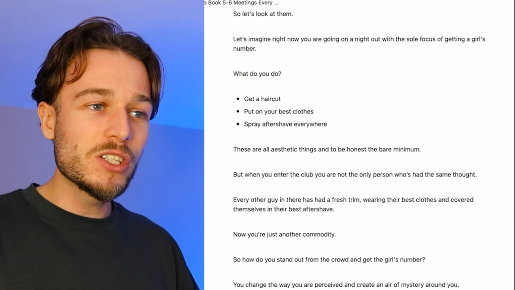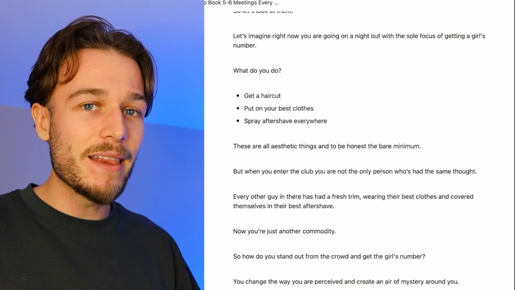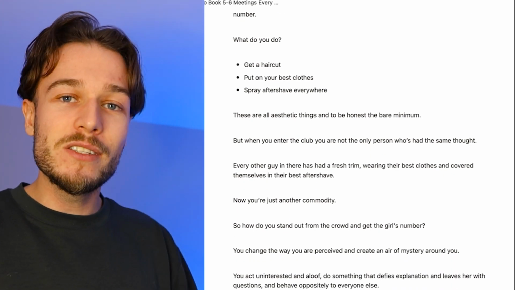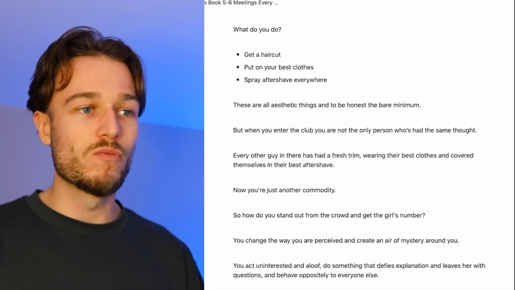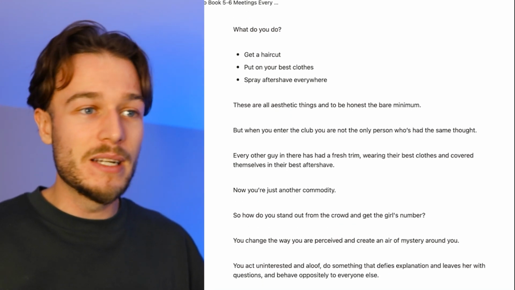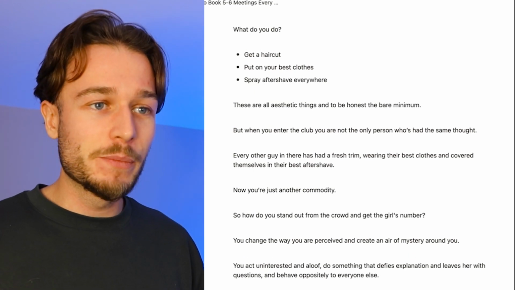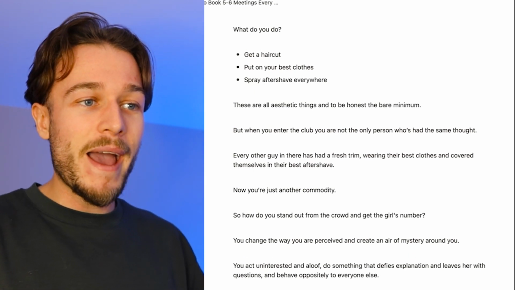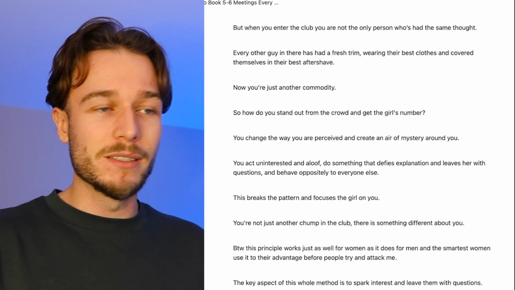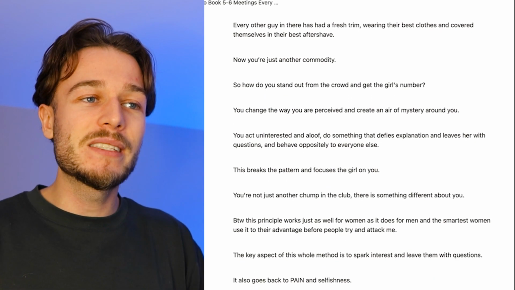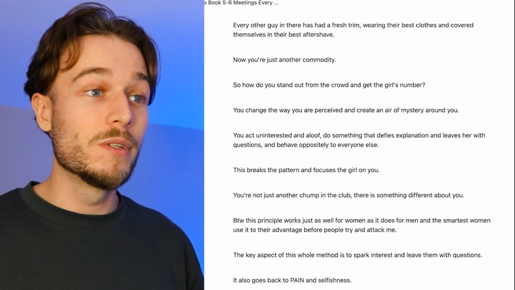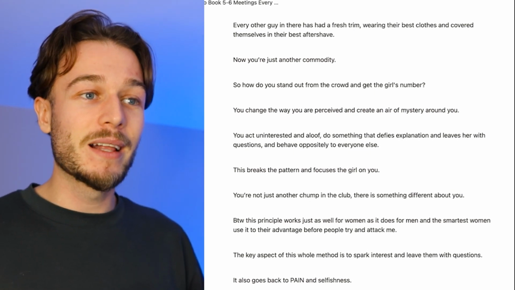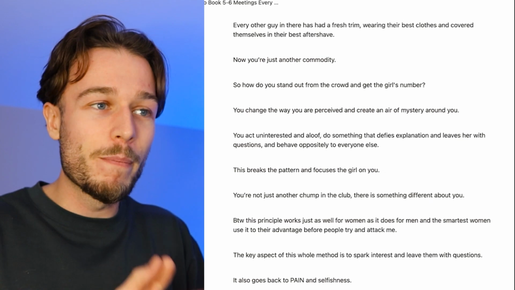So how do you actually stand out from the crowd and get the girl's number? Well, you change the way that you are perceived, and you create that air of mystery around you. You act uninterested and aloof, do something that defies explanation and leaves her with questions, and you behave oppositely to everyone else. And what this does is it breaks the pattern and it focuses the girl, or if you're the girl, it focuses the boy on you. You're not just another chump in the club, there's something different about you.